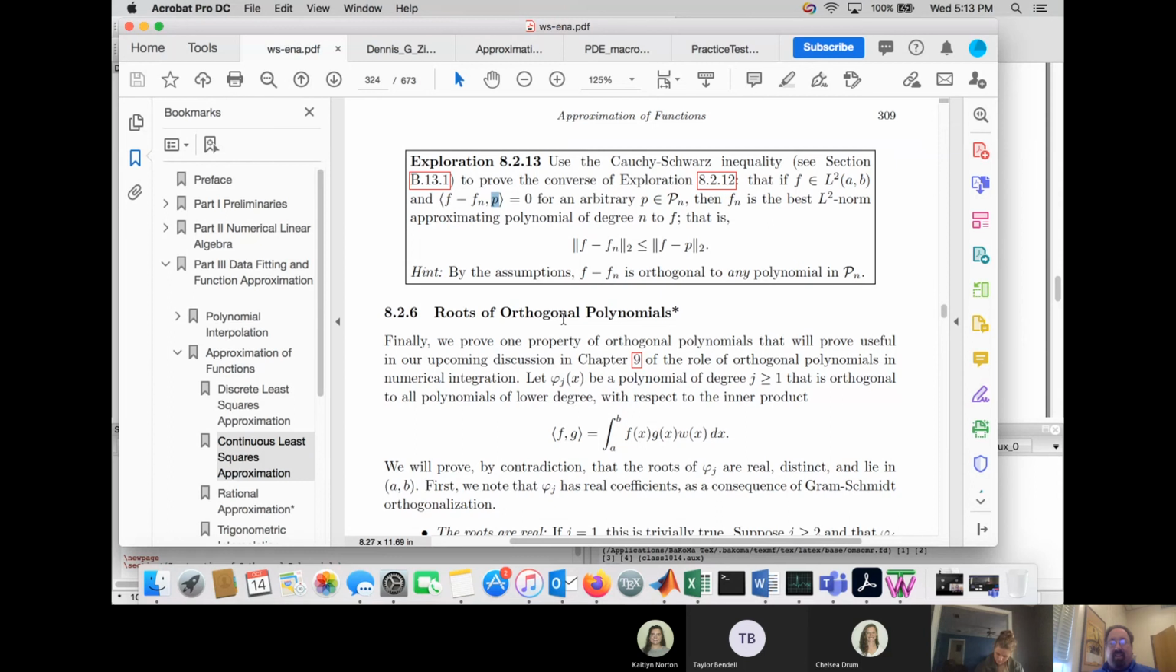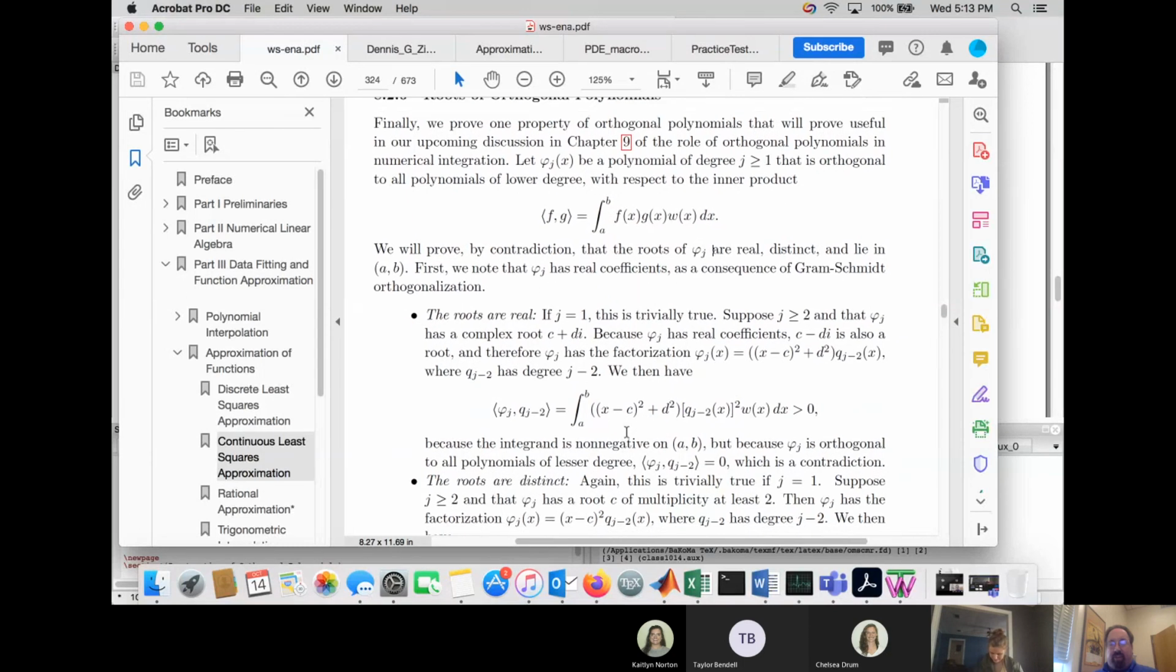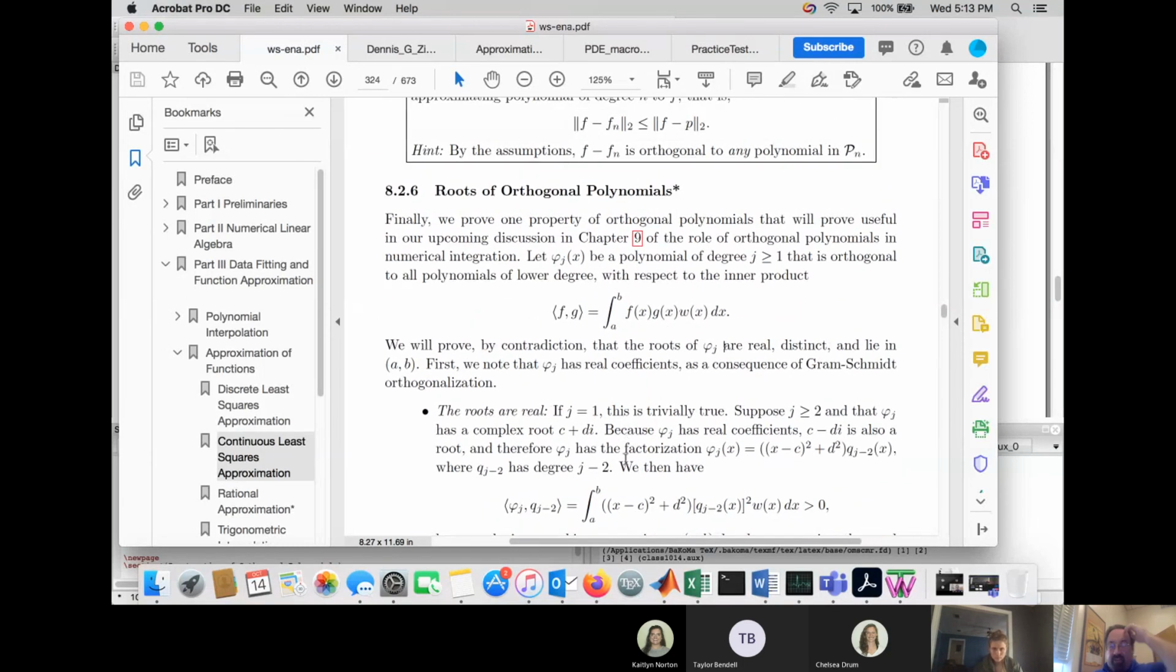Okay. Last 2 minutes. A very interesting aspect of orthogonal polynomials. Polynomials of degree j normally have up to j roots, but the roots might repeat or the roots might be complex. But what's known about orthogonal polynomials is that the roots are guaranteed real, they're also guaranteed to be distinct, and they fall within the interval AB. And that's proven down here for all the different cases.